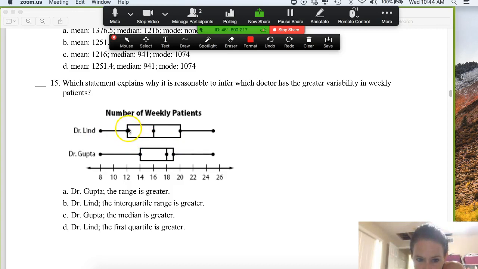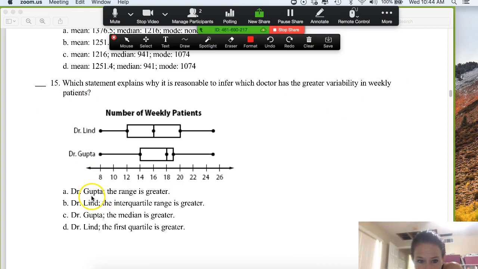Now let's look at Dr. Lind. Dr. Lind's chunk is wider in the middle. He's between 12 and 20, right? Where Dr. Gupta always sees between 14 and 19 patients. His median is higher. He usually sees around 18 in the middle, okay? Dr. Lind's is lower because he can go all the way down to 12. Sometimes he only has 12, sometimes 20. So it varies greatly.